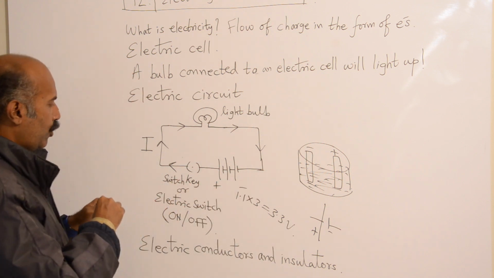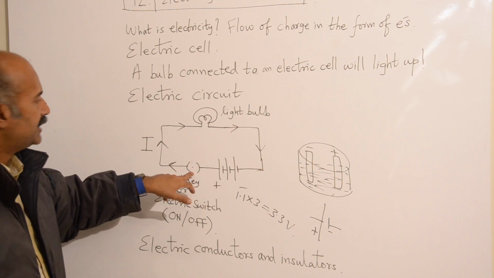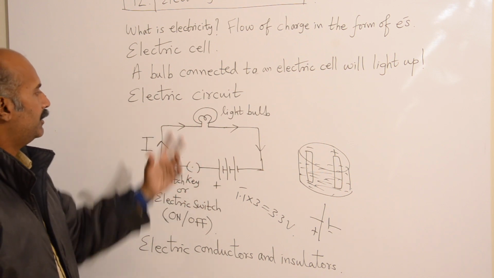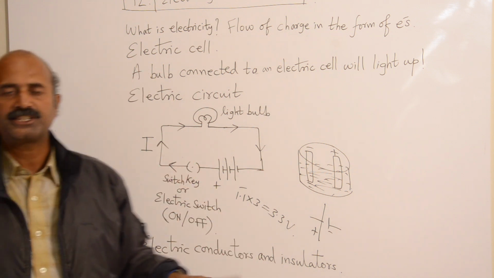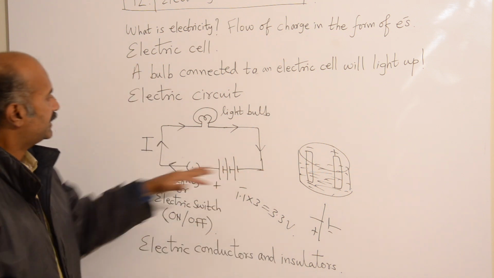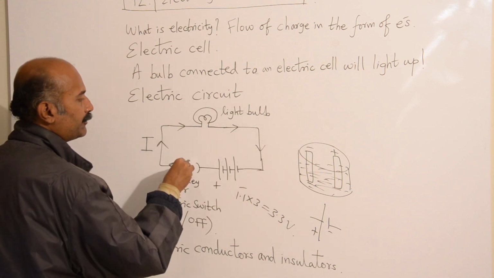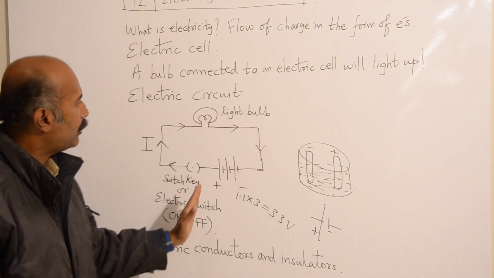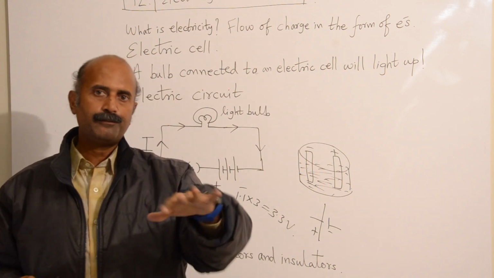So this 3.3 volt, I want to use it for lighting a bulb. So I connect it to a switch and then I connect it to a light bulb. The moment I turn on the switch, the circuit gets closed and the electric current starts flowing and the light bulb is shining. The moment I turn off the switch, the circuit is broken and the flow of electrons stops, and therefore the light bulb turns off.